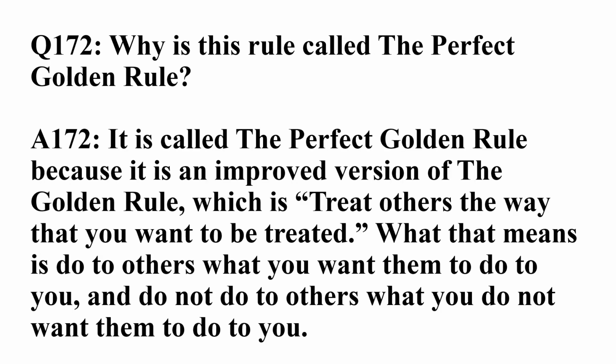Question 172. Why is this rule called the Perfect Golden Rule? Answer 172. It is called the Perfect Golden Rule because it is an improved version of the Golden Rule, which is treat others the way that you want to be treated. What that means is do to others what you want them to do to you, and do not do to others what you do not want them to do to you.